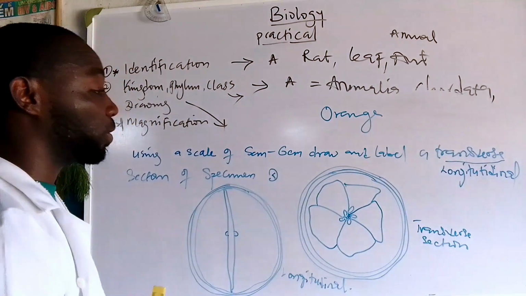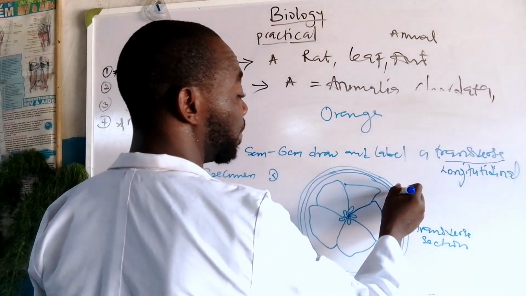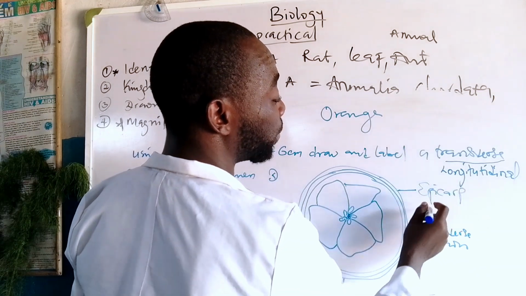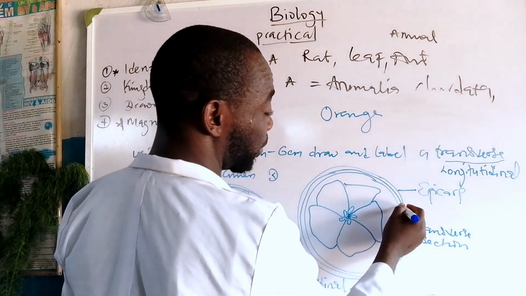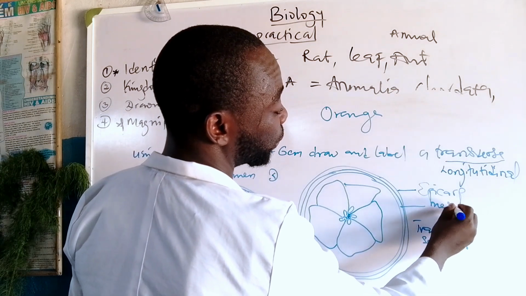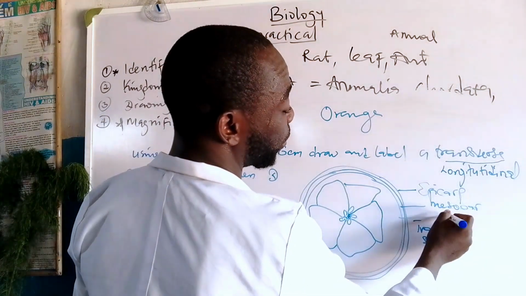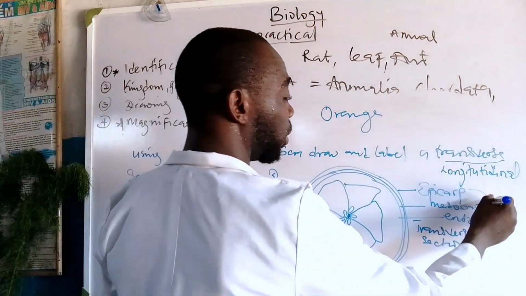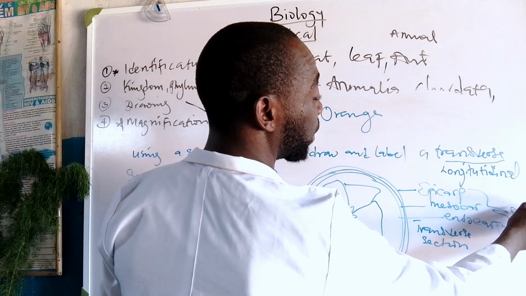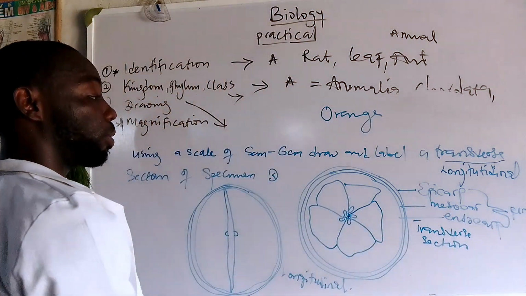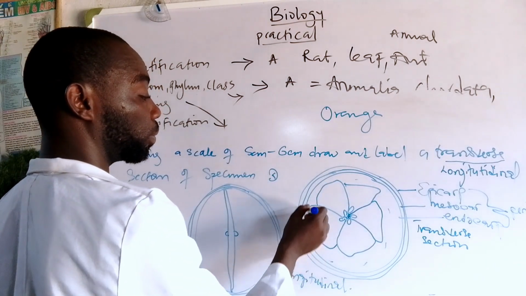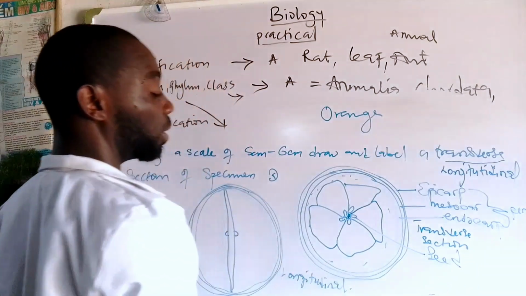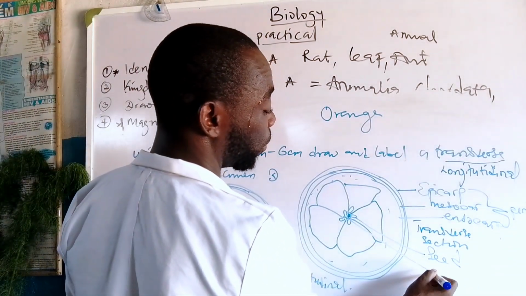So remember, when you are asked to label, all you need to do is just label. So this place is called the epicarp. Now this place is called the mesocarp. Then the inner part is called the endocarp. Together we call it pericarp. Now this place is called the seed, while the center is called the placenta.